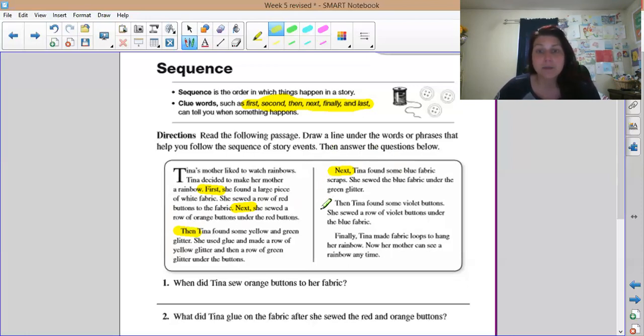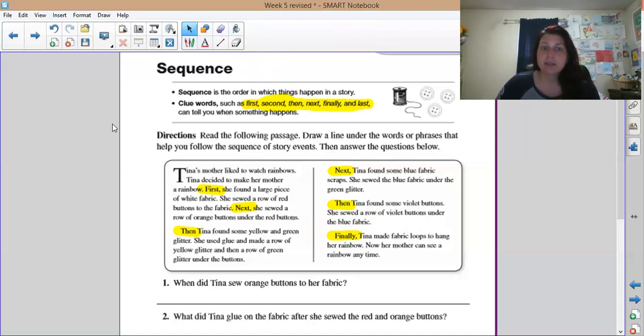Then Tina found some violet buttons. She sewed a row of violet buttons under the blue fabric. There's another then. Finally, Tina made fabric loops to hang her rainbow. Right, we're at the end. Now her mother can see a rainbow anytime. Okay, so we got our sequence words that jumped out at us.